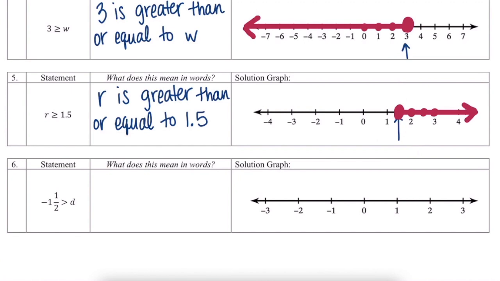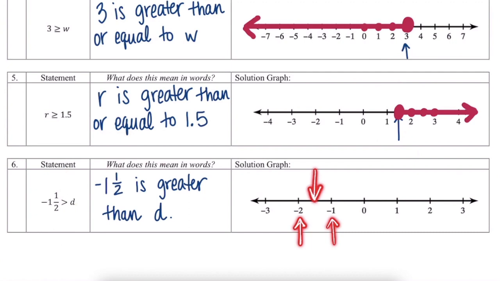In our last example, negative 1.5 is greater than D. Here's negative 1, and here's negative 2. So negative 1.5 will be about halfway between those two. Okay, now negative 1.5 is greater than what numbers? Negative 1.5 has to be the greatest of all of these, meaning all of my solutions have to be less than negative 1.5. But what about negative 1.5?